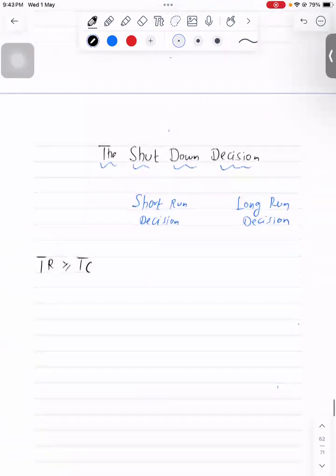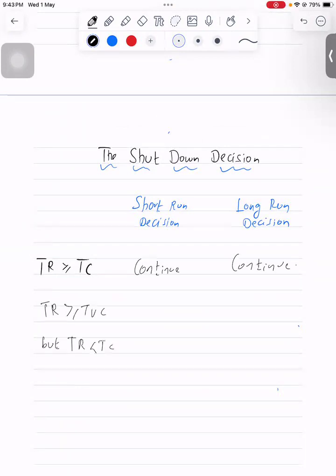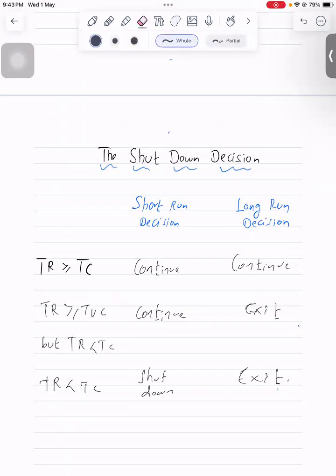So we will prepare this table now. When your total revenue is greater than total cost, firm should continue to operate. There is no problem. Total revenue is greater than or equal to total variable cost, but total revenue is less than total cost. Then firm should continue to operate in short run, exit in long run. When total revenue is less than total cost, firm should shut down and exit in long run. Third situation is total revenue is less than total variable cost.